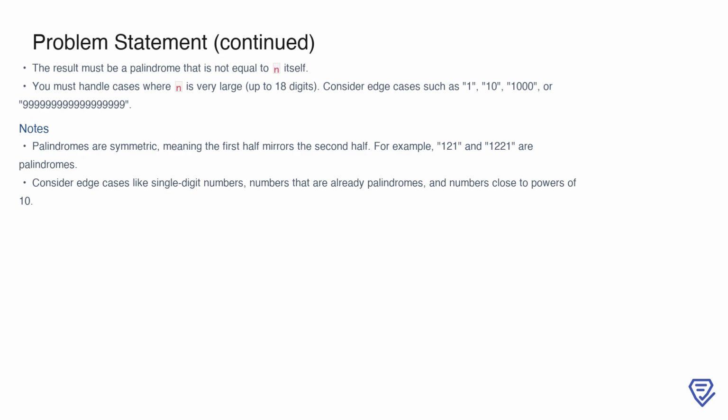This property can help us construct potential candidates efficiently. Special cases include single-digit numbers, numbers that are already palindromes, and numbers close to powers of 10. Keeping these edge cases in mind will be crucial as we work on solving this problem.